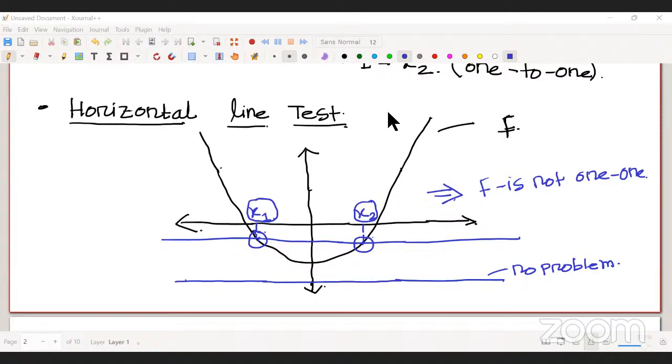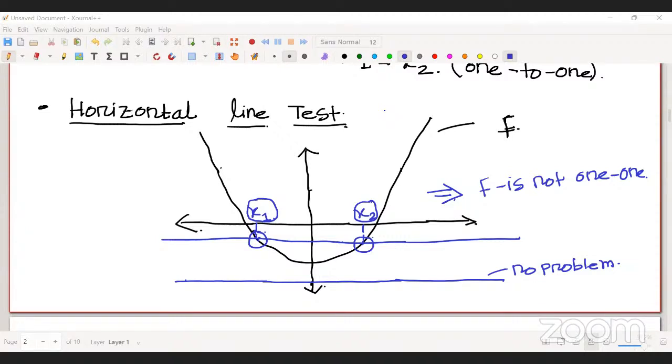The thing is, at a particular point you don't check oneness and non-oneness of a function. You have to check it throughout the domain. If at a vertex the function is 1-1, that has no meaning. You have to check it throughout its domain. That's why you have to consider all possible horizontal lines. We are not taking a particular horizontal line and checking for it.